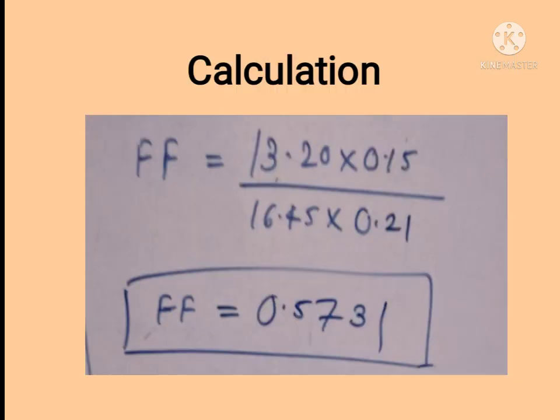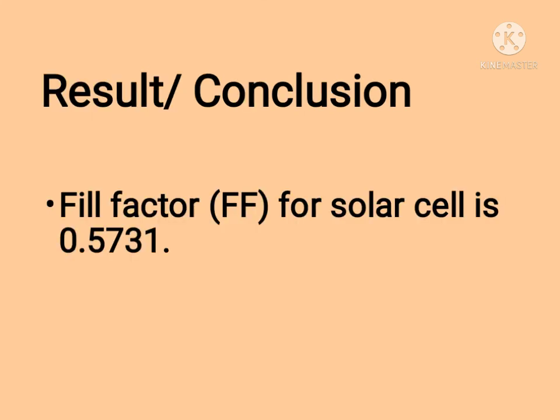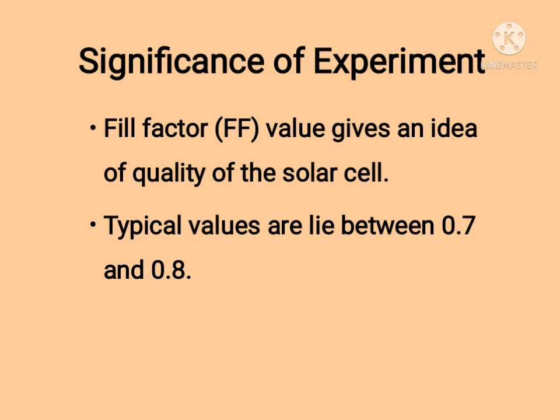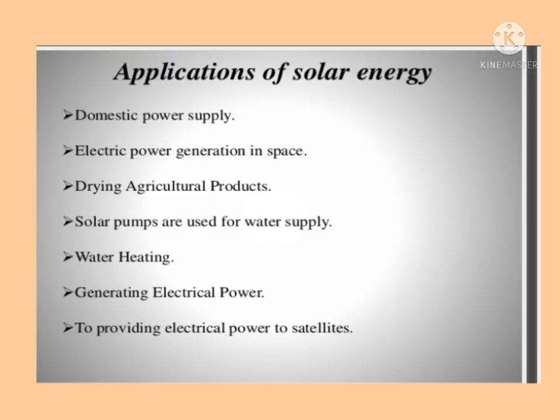Using this formula, we get fill factor equal to 0.5731. Fill factor value gives an idea of the quality of the solar cell. Generally, the value of fill factor lies between 0.7 and 0.8. Solar energy is used in daily life for many applications such as domestic power supply, drying agriculture products, power generation in space, solar pumps for water supply, water heating, etc.